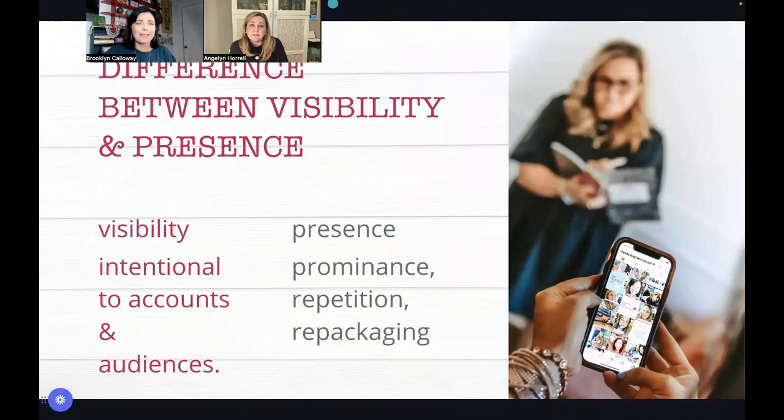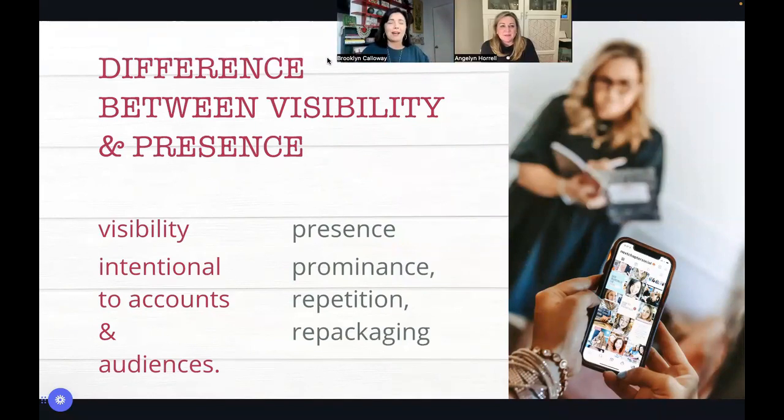I'm going to try not to confuse you guys with this. It makes sense in my head, but hopefully it'll land with you guys. There is also a difference between visibility and presence. Presence is all the accounts that you're showing up on. You can show up on one account and be visible. You can show up on 40 different kinds of platforms and not be really visible. And let me talk to you about that.